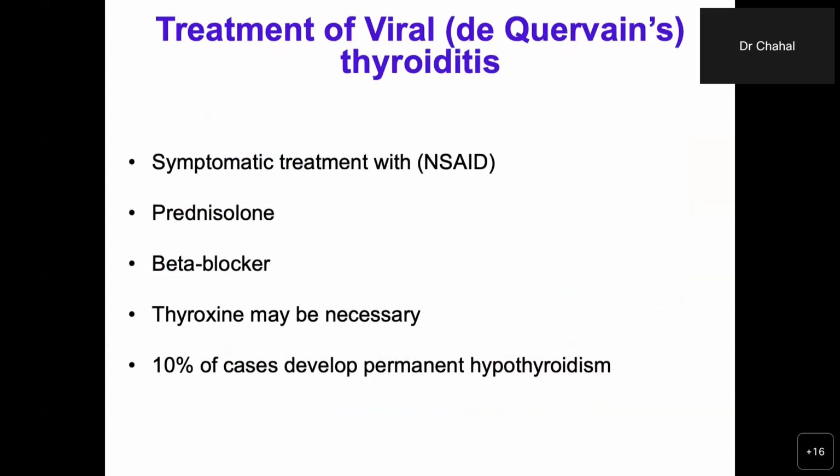In terms of treatment, these patients have very sore throats, so non-steroidals are important. Steroid medications, prednisolone, can calm down the thyroid, and beta blockers are good to prevent that tachycardia from occurring. Thyroxine may be necessary in some patients, particularly if it's more permanent, which can occur in about 10% of patients.